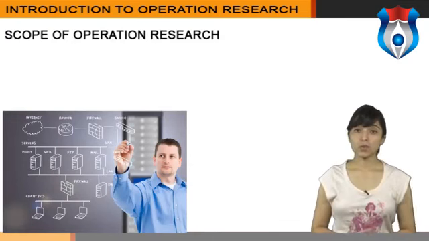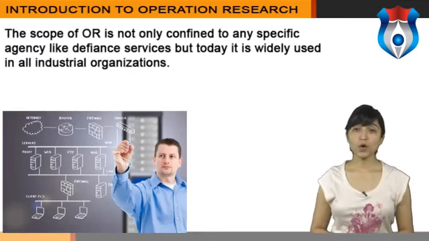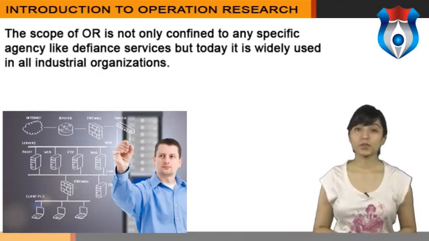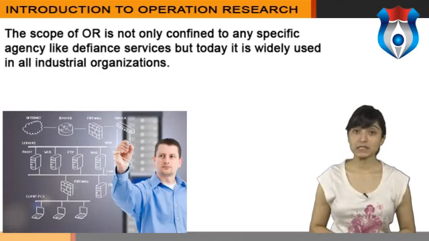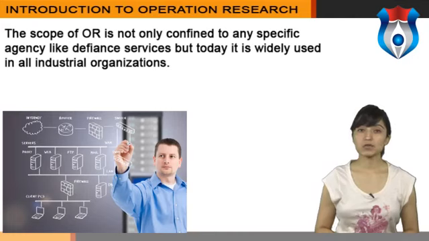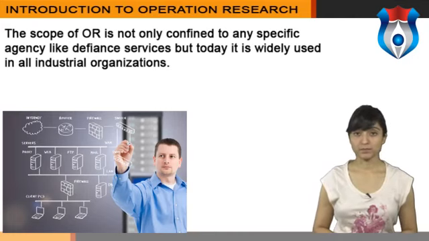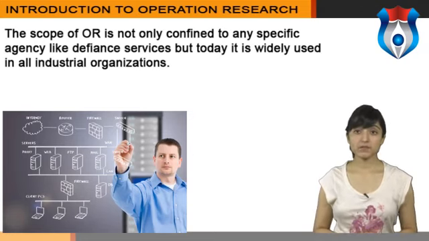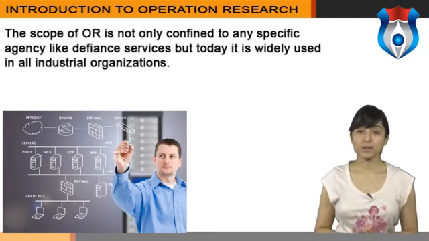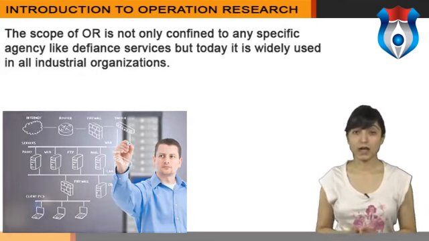Let's talk about the scope of operation research. The scope of OR is not only confined to any specific agency like defined services, but today it is widely used in all industrial organizations. It can be used to find the best solution to any problem, be it simple or complex. It is useful in every field of human activities where optimization of resources is required in the best way. Thus, it attempts to resolve the conflicts of interest among the components of an organization in a way that is best for the organization as a whole.